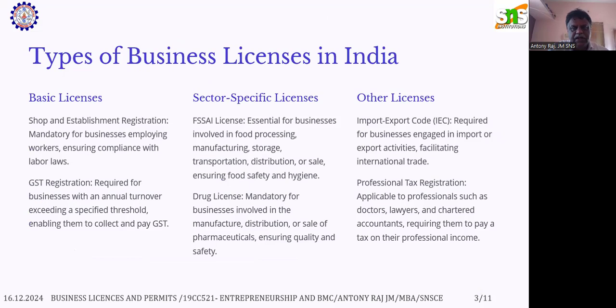Types of business licenses in India: there are three types. One is the basic licenses. The shop and establishment registration, which is mandatory for businesses employing workers, ensuring compliance with labor laws. GST registration, required for businesses with annual turnover exceeding a specific threshold, enabling them to collect and pay GST. Sector-specific license is the second category. FSSAI license, essential for businesses involved in food processing, manufacturing, storage, transportation, distribution, or sale, ensuring food safety and hygiene.